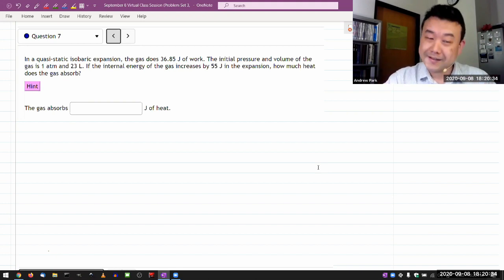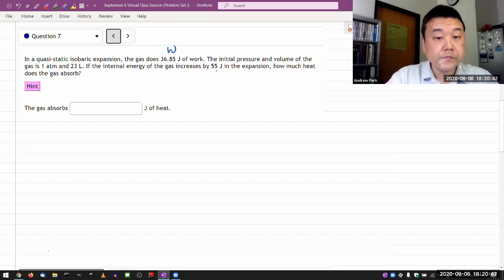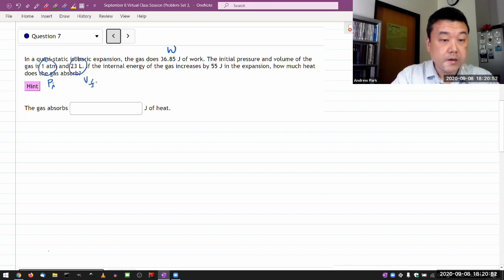So, in a quasi-static isobaric expansion, the gas does some amount of work. The initial pressure and volume of the gas is 1 atmosphere and some value. If the internal energy of the gas increases by 55 joule in the expansion, how much heat does the gas absorb?